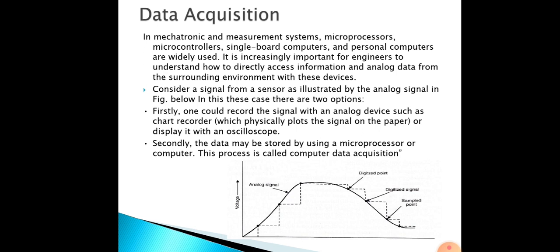Then next, what are the following merits? It can result in greater data accuracy, provides more compact storage of the data, enables data processing long after the occurrence of the events, and allows use of the data in real-time control systems. So you can see there the analog signal and the digitized points. We will be marking the points and forming the digital signal.